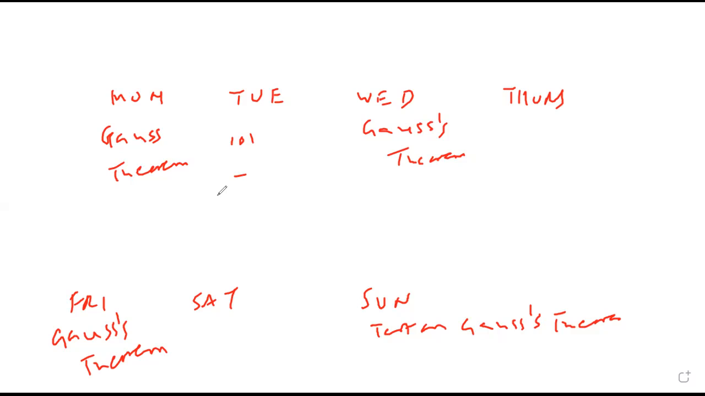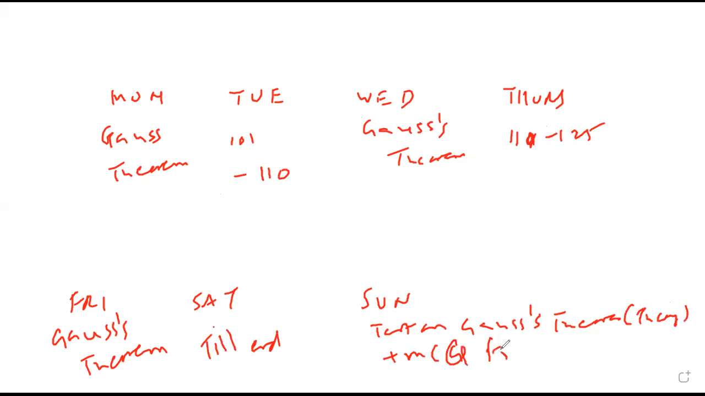101. Total how many are there? 142. Just till 110 you will do. Here 110, 111 to 125. Then here till end. Sunday test on Gauss's theorem theory plus MCQ from 1 to 142. Write down this.